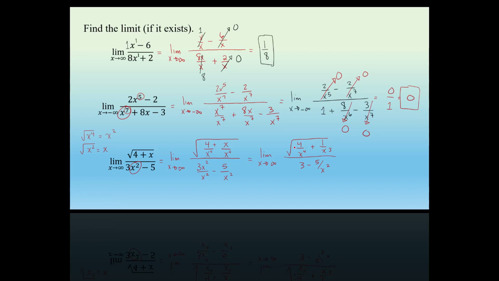All right, now let's have that nice discussion about what happens to the expressions as x goes to infinity. Well, 4 divided by some big number will go off to 0. 1 divided by some big number will go off to 0. Of course, 3 is good. 5 divided by some big number will go off to 0. And we'll end up with 0 over 3, which is 0.